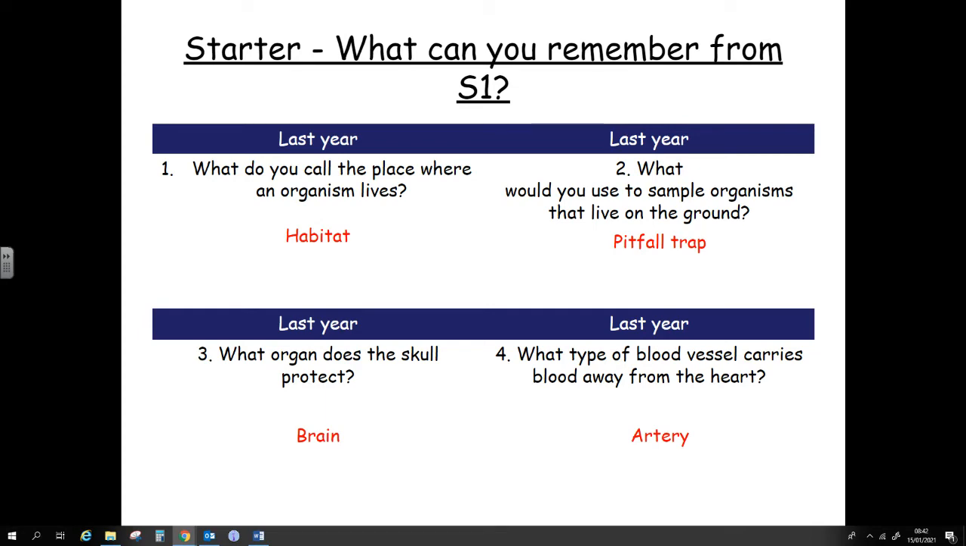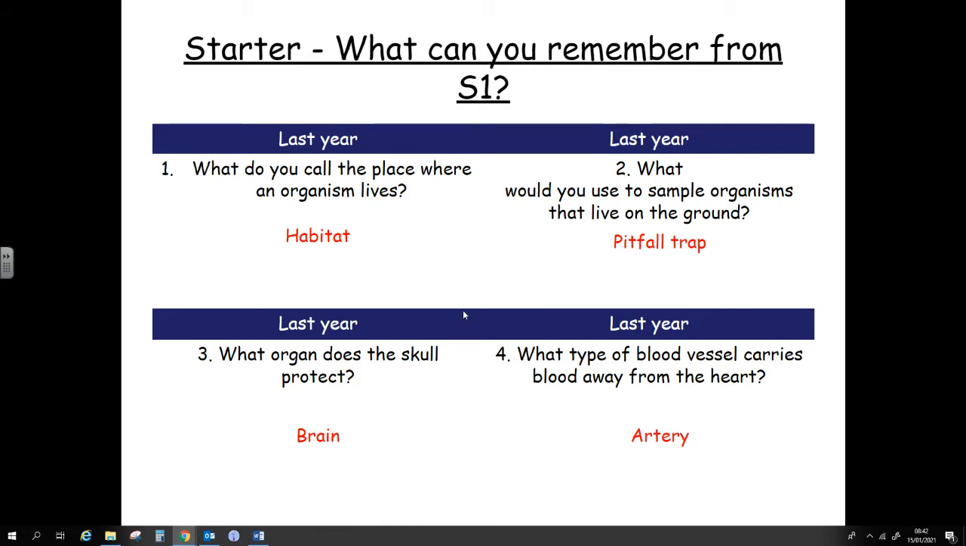As a starter, let's look at some of the information you should know from last year's biology topic. You should know what the place an organism lives is called. That's the habitat. You should know what you would use to sample organisms that live on the ground. That's a pitfall trap. You should know what organ the skull protects. That's the brain. And you should know the type of blood vessels which carry blood away from the heart.